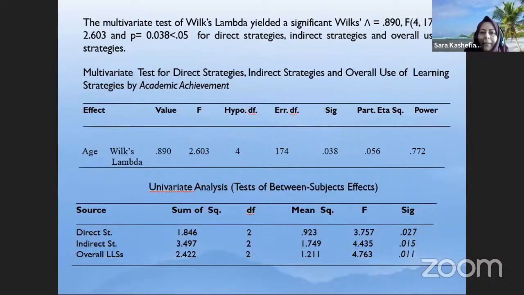The multivariate test of Wilks' Lambda yielded a significant Wilks of 0.89, and the p-value was 0.038, which is less than 0.05, for direct strategies, indirect strategies, and overall use of strategies. These findings are in congruence with what? With Zimsek and Balban's 2010 study, who reported that high achieving students use learning strategies more frequently.